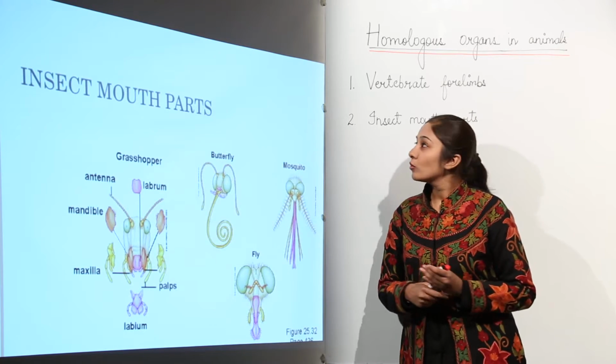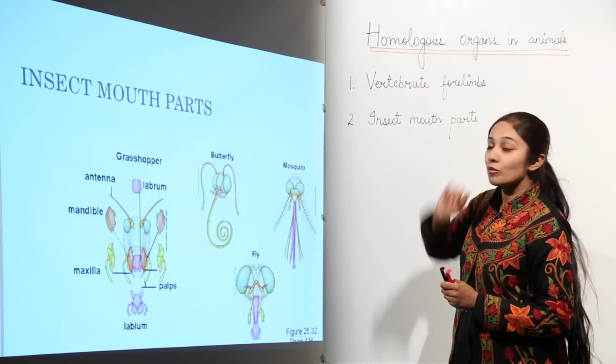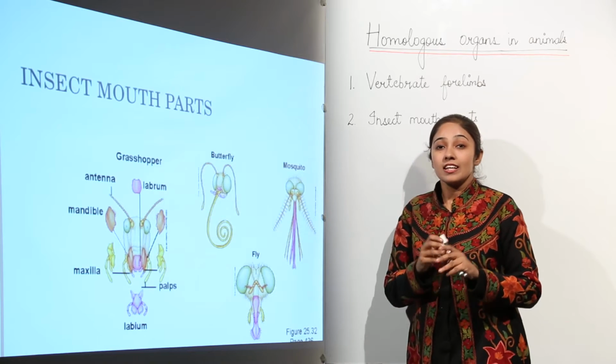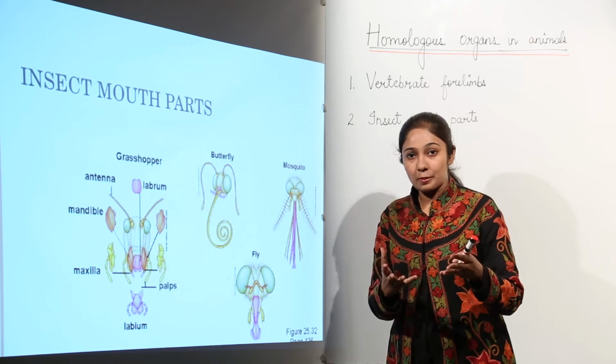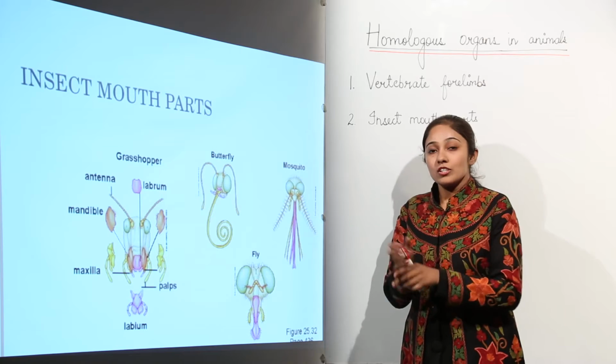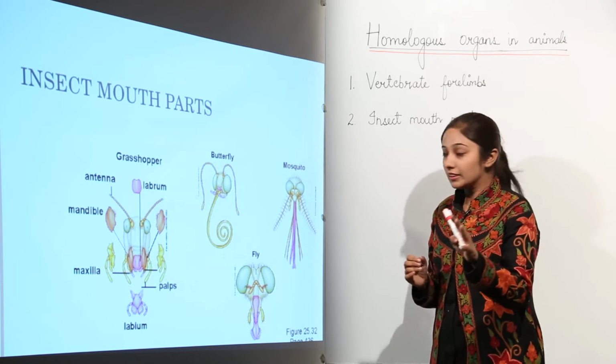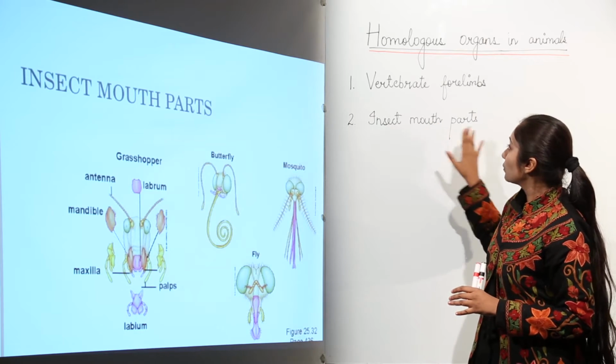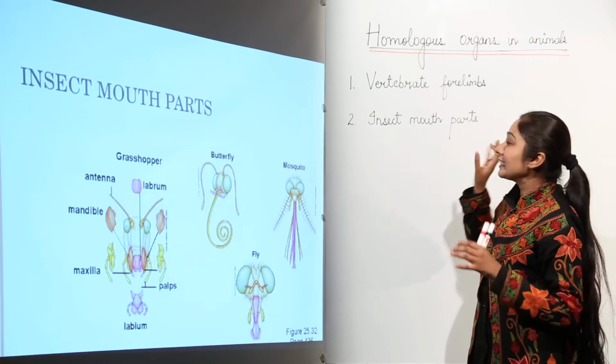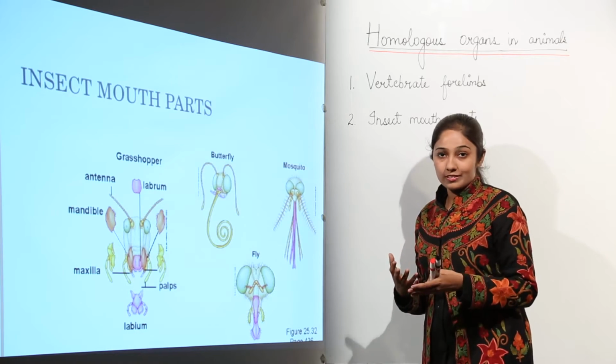We have discussed vertebrate forelimbs in case of homologous organs. As you all know, the basic structure was the same and the functions were different. So now we're going to take another example of homologous organs in case of animals, that is the insect mouth parts. These insect mouth parts are also an example of homologous organs in animals.